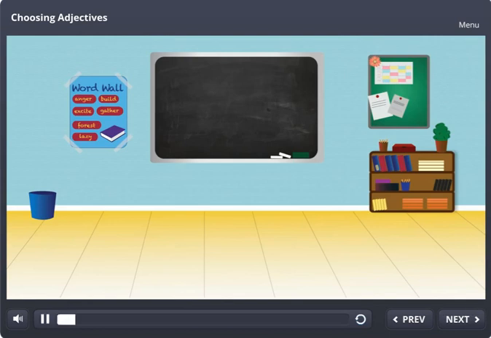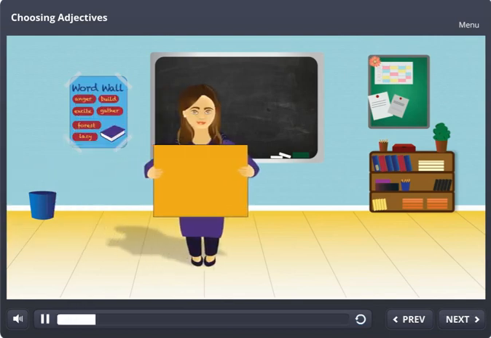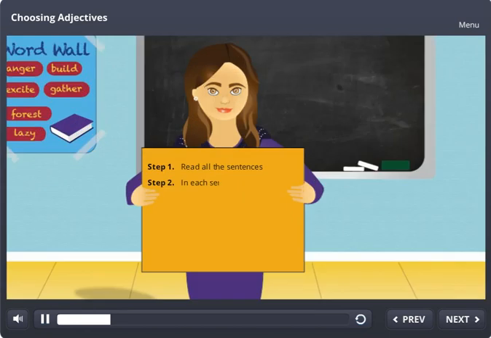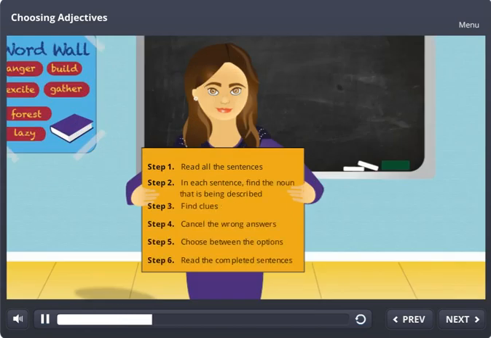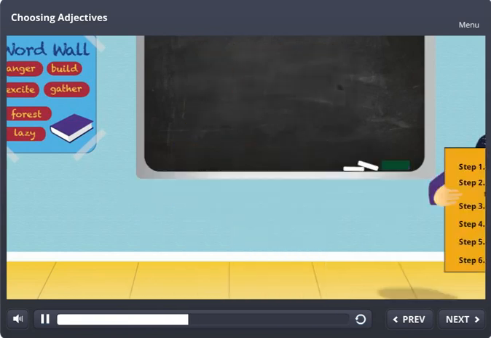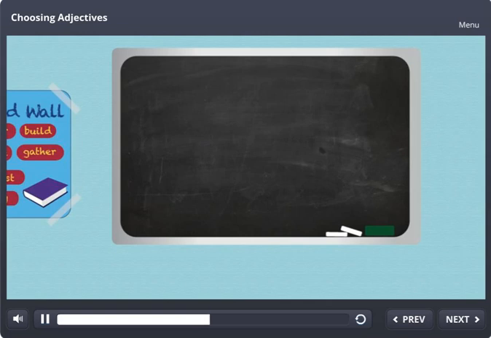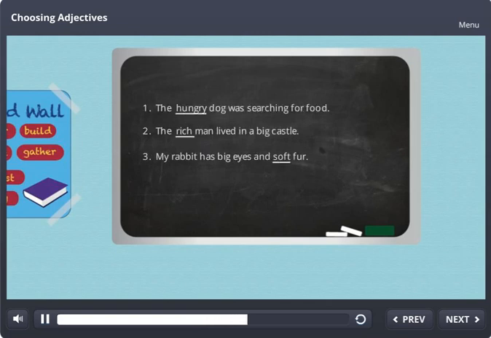Prepare a chart with the 6 steps you learned in the lesson part of this video. Before starting the activities in the workbook, do a few exercises with the whole class on the board while following all the steps. Here are some sample sentences that you can use.